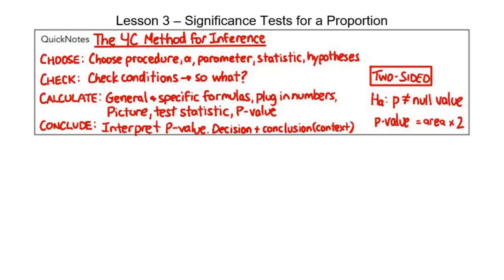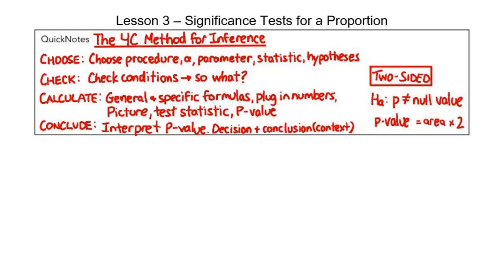Calculate. Your general formula: test statistic equals statistic minus parameter divided by standard deviation. And so for what we're doing here, our specific formula would be Z equals P hat minus P over the square root of P times 1 minus P over N. Then you're going to plug in your numbers. Need to draw a picture. Remember, large counts, we're showing that this is approximately normally distributed, so you need to draw a picture of a normal distribution. Show your shading on there, just like we did back in chapter 7. Find your test statistic and your p-value. Remember, you use normal CDF to find your p-value.